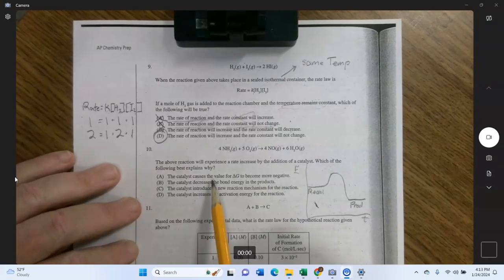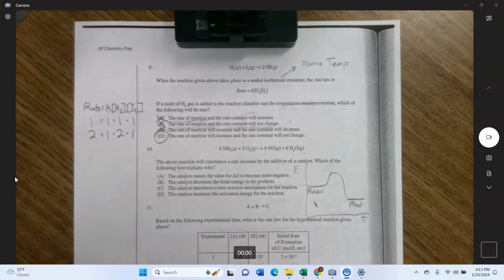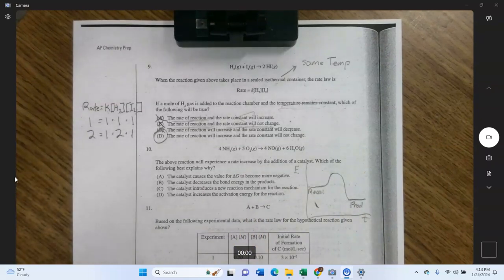Okay, the catalyst will cause the value for delta G to become more negative. You don't know what delta G is, and that's not the right answer anyway. You will learn what delta G is upcoming. The catalyst decreases the bond energy in the products. No, catalysts don't do anything to bond energies. C, the catalyst introduces a new reaction mechanism to the reaction.